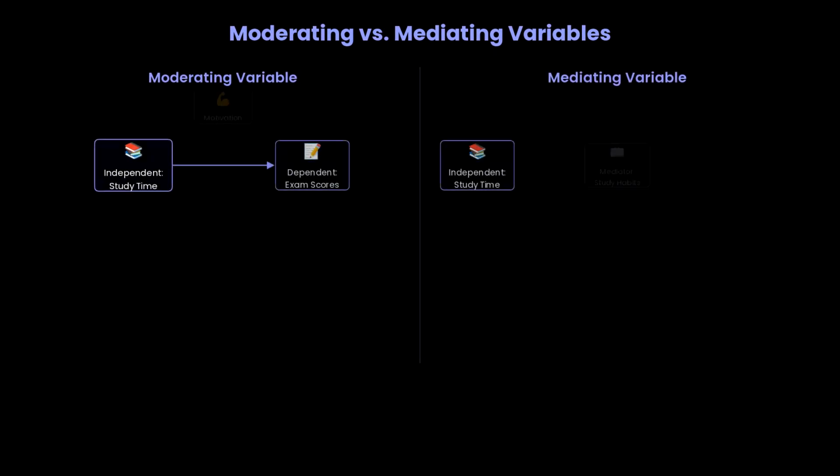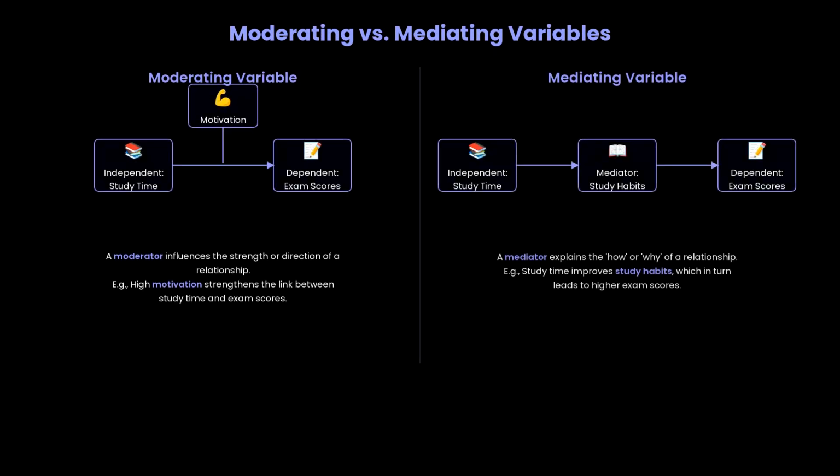Moderating variables influence the strength or direction of the relationship between your independent and dependent variables, such as motivation or prior knowledge. Mediating variables explain the mechanism through which the independent variable affects the dependent variable, like study habits and the relationship between study time and exam scores.